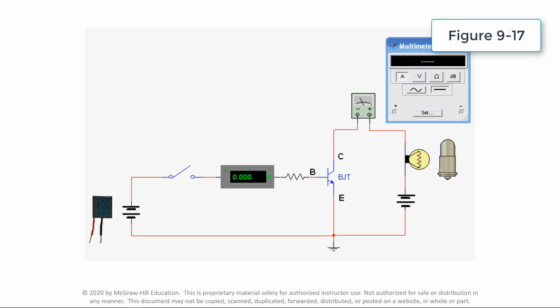A small increase in base current generated by the photovoltaic sensor, and in this simulation closing the switch, results in a much larger increase in collector current. Thus, the base current acts to control the amount of collector current. The current amplification factor, or gain, is the ratio of the collector current to the base current. In this case, 100 milliamps divided by 2 milliamps, or a gain of 50.